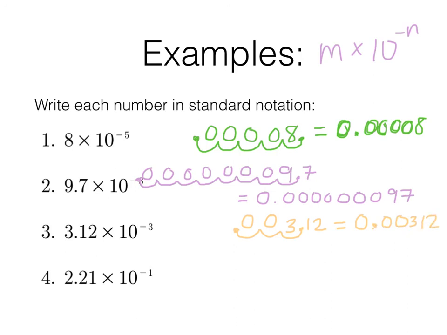And then the last one on this page, we'll do it in blue. Write your number. Move your decimal point up 1 place. 0.221. And there's our standard form or standard notation value for that last scientific notation number. Plenty of practice with this on IXL.